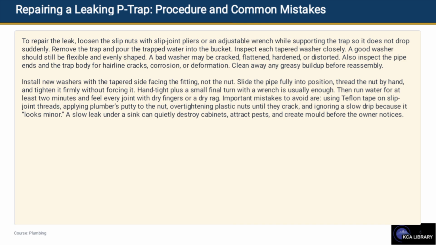Important mistakes to avoid are using Teflon tape on slip joint threads, applying plumber's putty to the knot, overtightening plastic knots until they crack, and ignoring a slow drip because it looks minor. A slow leak under a sink can quietly destroy cabinets, attract pests, and create mold before the owner notices.